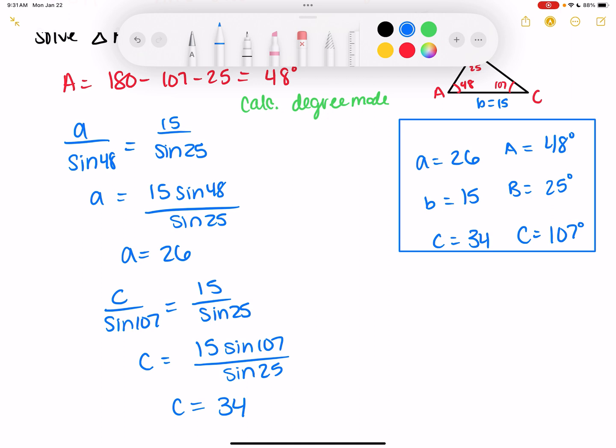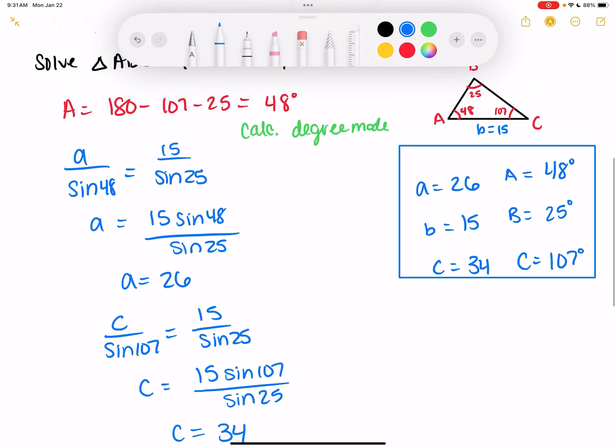So this is the easiest scenario, when you have angle side angle or angle angle side. What you're going to see when we move on is that there are other cases that get a lot more difficult.